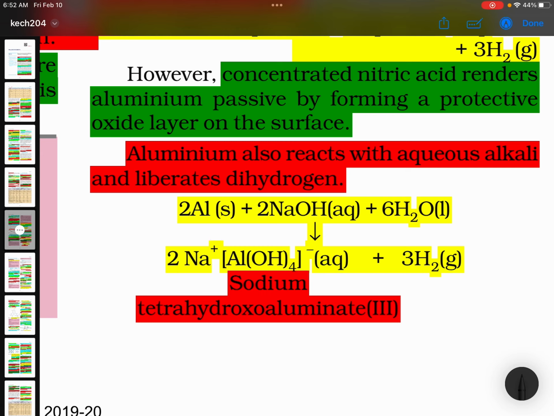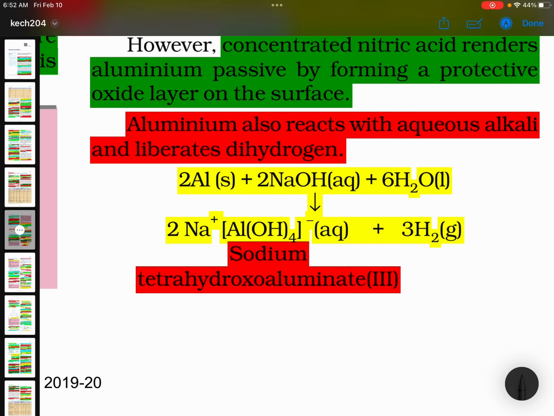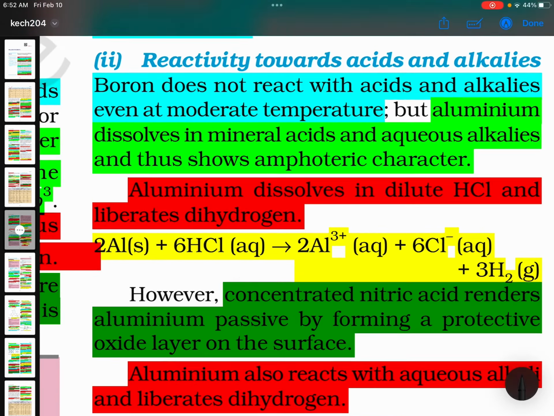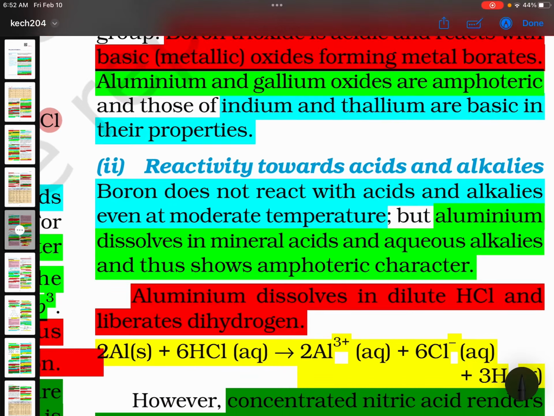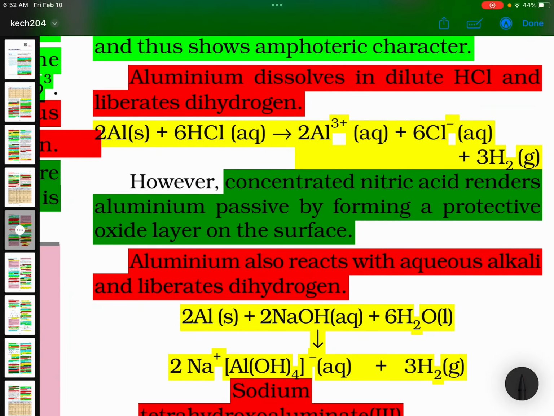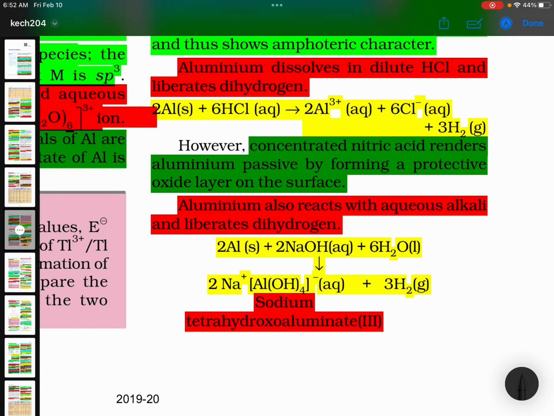Aluminum with aqueous sodium hydroxide releases hydrogen gas. And here you see, here also 2 aluminum, in this case also 2 aluminum. In both cases, 3H2 only. So with excess of acid or base, the same amount of aluminum gives the same volume of hydrogen. Note these kinds of points.